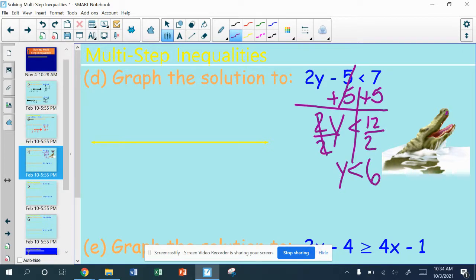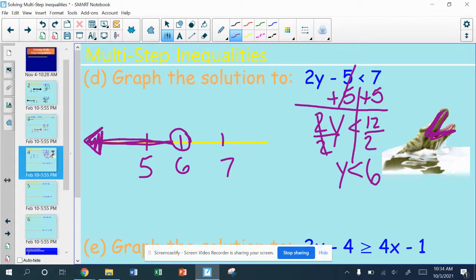You can see this alligator even has a less than for his mouth right now. So my numbers will be 5, 6, and 7. It's not equal to 6. So it gets really, really close, but we're going to have an open circle. And less than means we're going to the left. Less than is to the left.